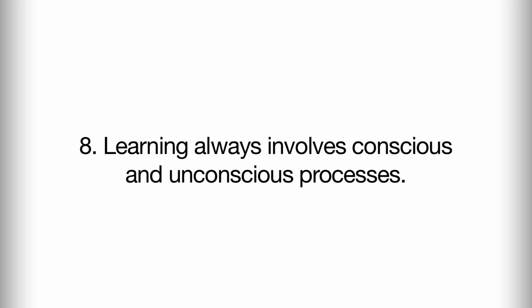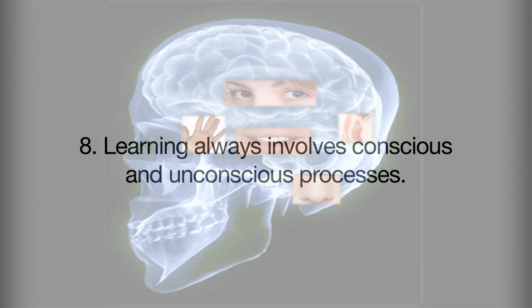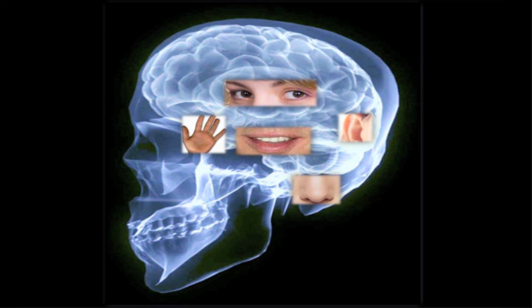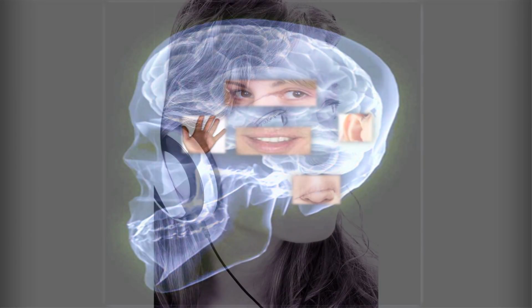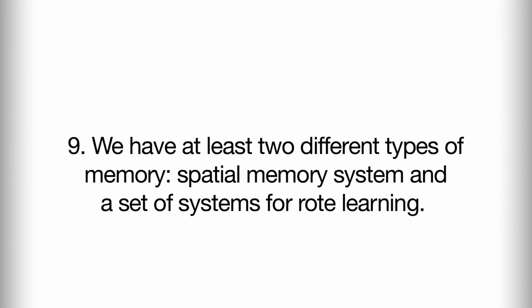Learning always involves conscious and unconscious processes. There are countless signals that are entering your mind-body through your five senses, and as a result, we become our experiences. For example, a student can learn to sing on key and also learn to hate singing at the same time. The ninth principle is that we have at least two different types of memory, a spatial memory system and a set of systems for rote learning.